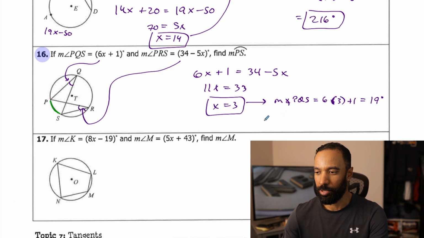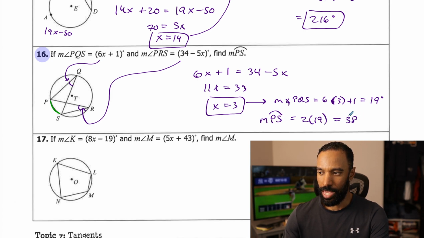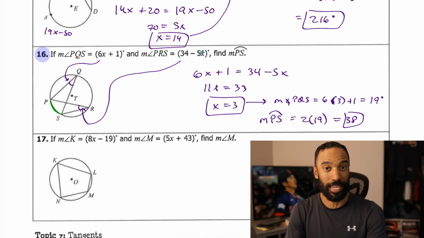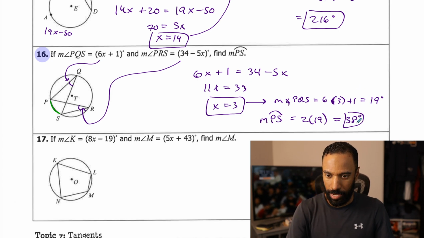Maybe I was going to write 18 plus 1. So let's do that again. Measure of arc PS is double 19, which is 38. This, when substituting 3, should give you 19. It does. Okay. Sorry about that. Degrees, by the way.